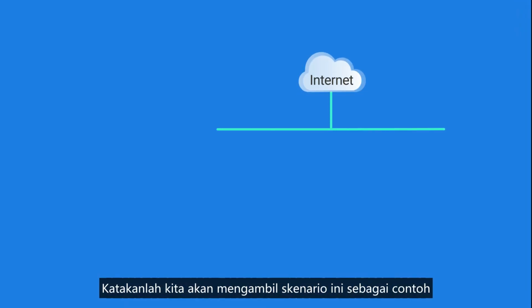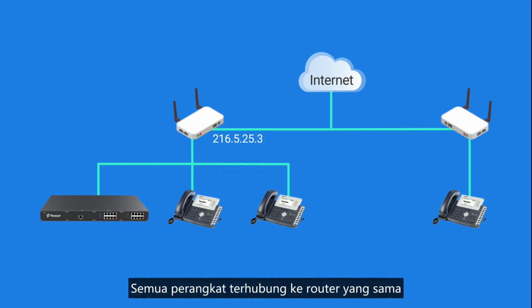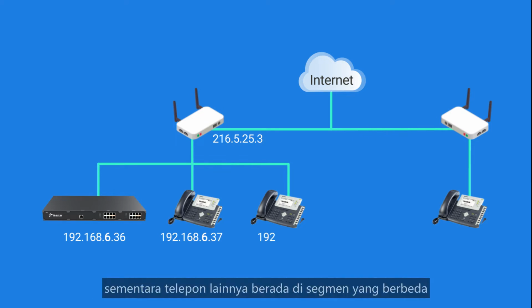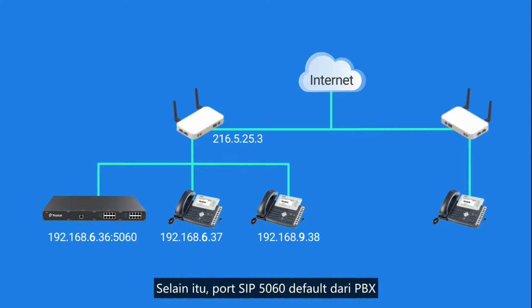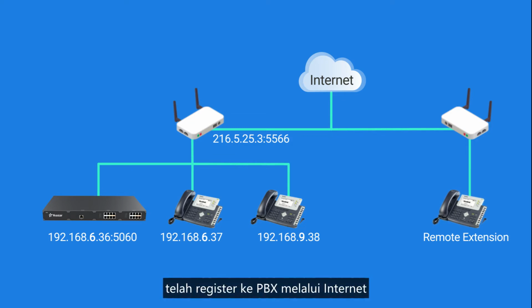Say, we're going to take this scenario as an example. The router has a static public IP applied from the local carrier. All devices are connected to the same router. PBX and a SIP phone are deployed in the same network segment, while the other phone is in a different segment. Besides, the default SIP 5060 port of the PBX is forwarded to port 5566 of the public IP. At the same time, a remote SIP phone and another private network is registered to the PBX via the internet.